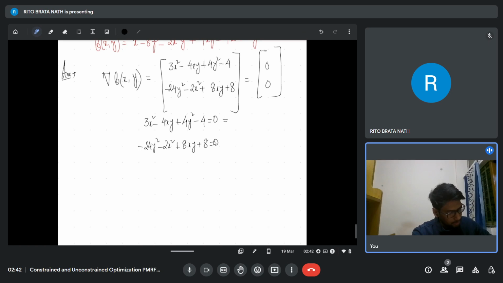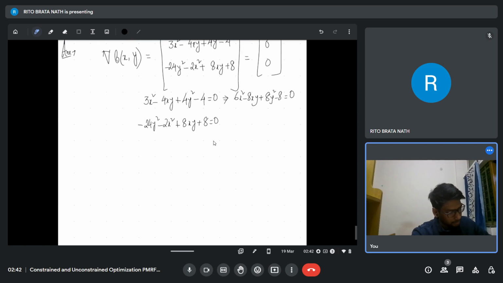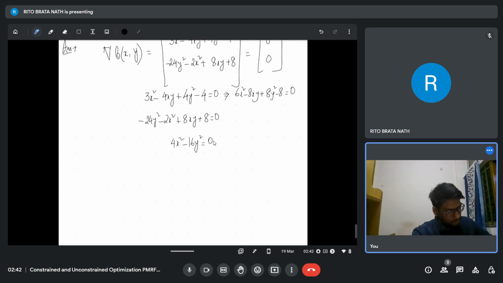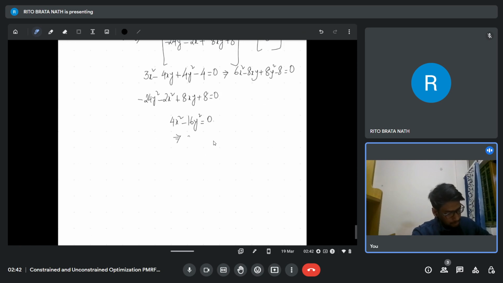Now let me multiply the first equation by 2, so that gives you 6x square minus 8xy plus 8y square minus 8 equals 0, and let's add these 2 up. The 8xy will cancel out, the 8 will cancel out, so it's 4x square minus 16y square equals 0. So that gives you x square equals 4y square, and that means x is nothing but plus minus 2y.